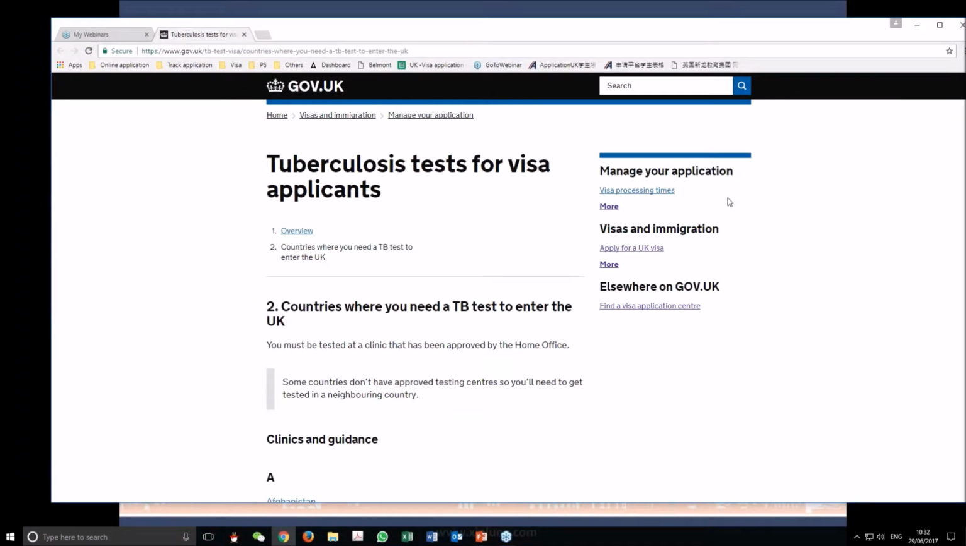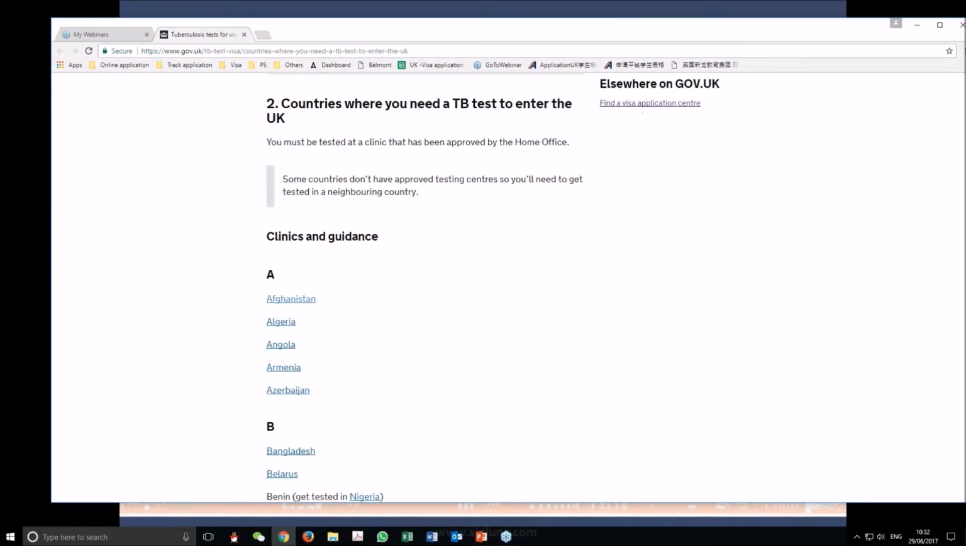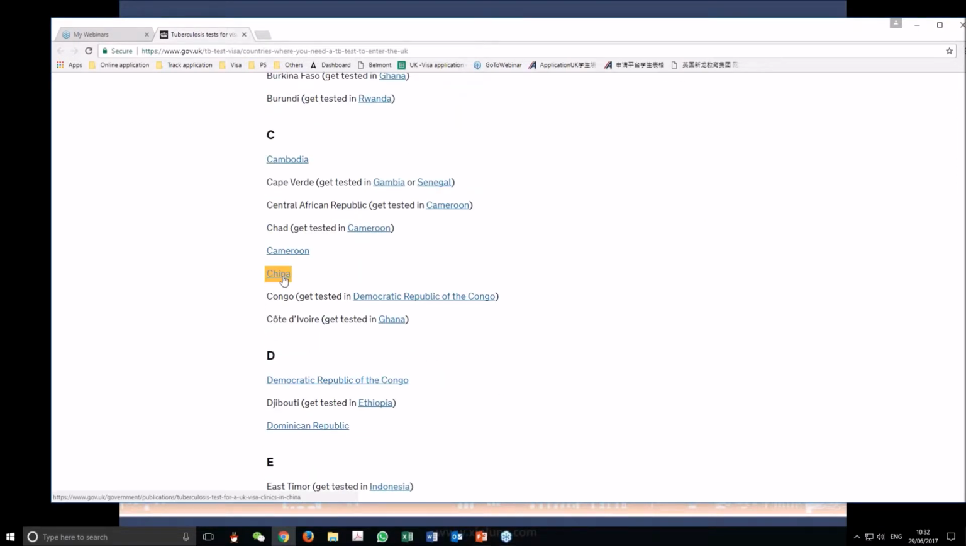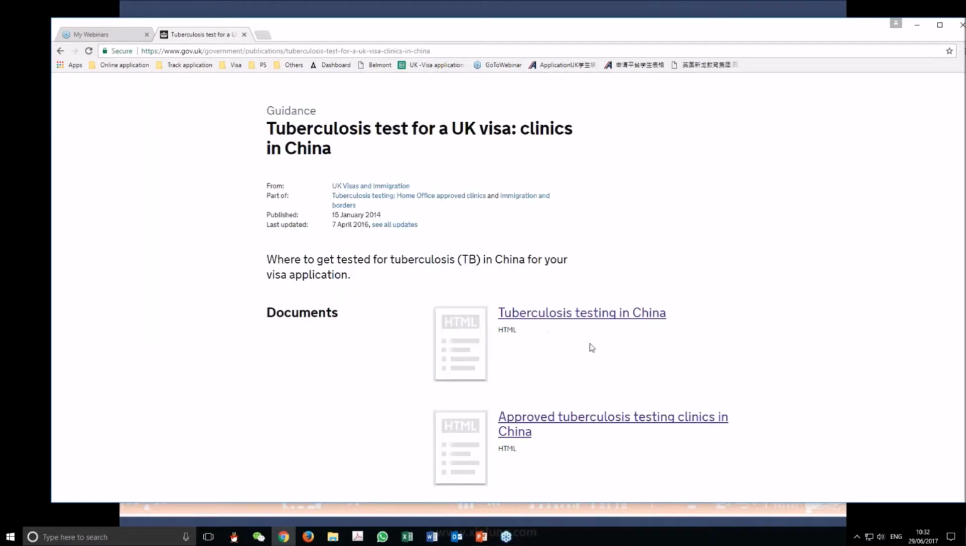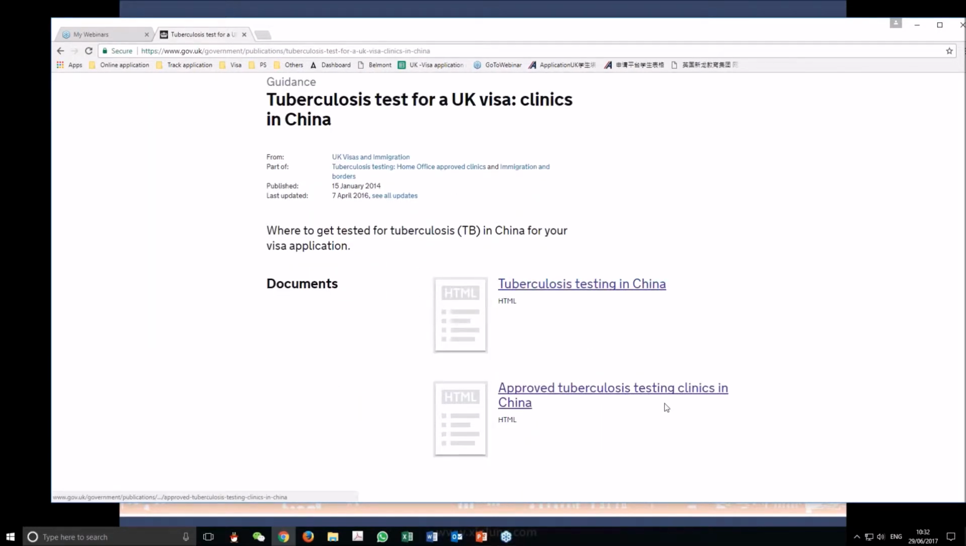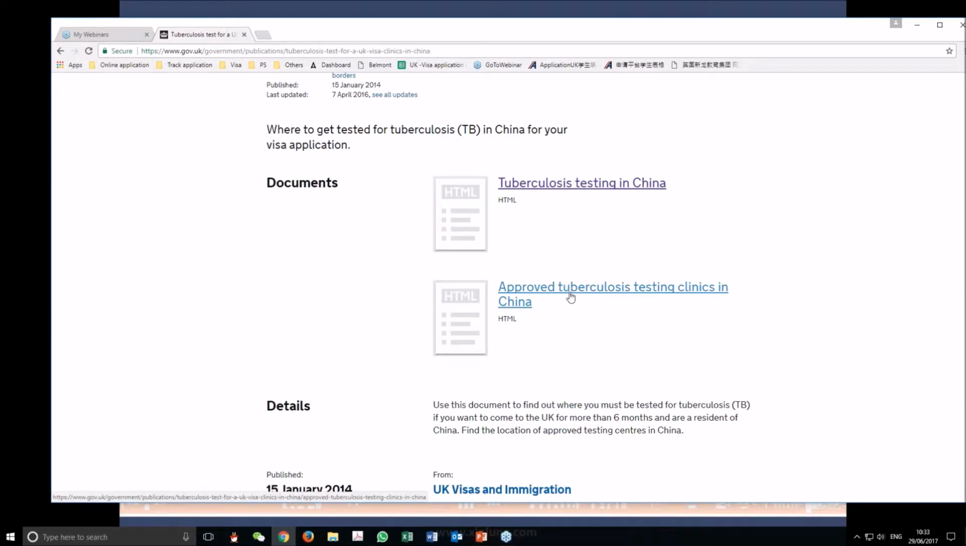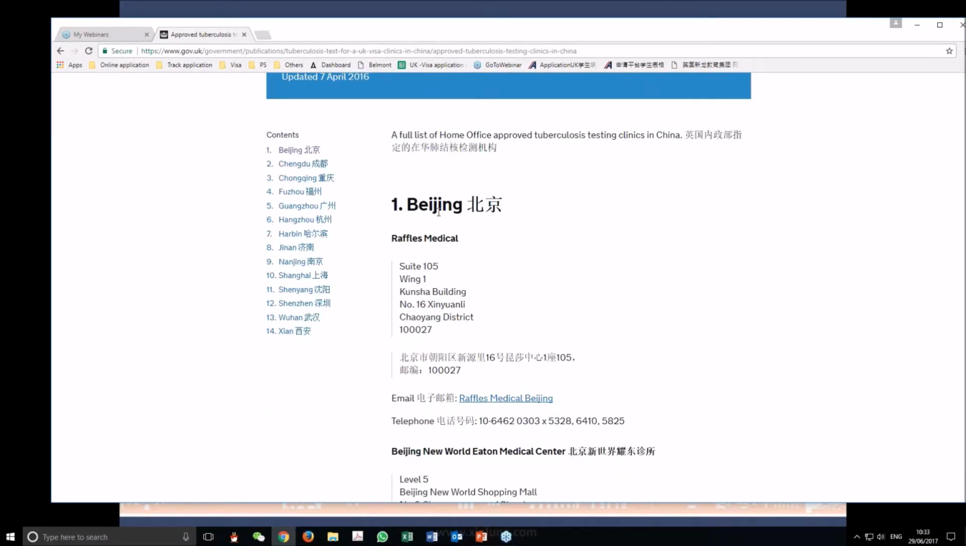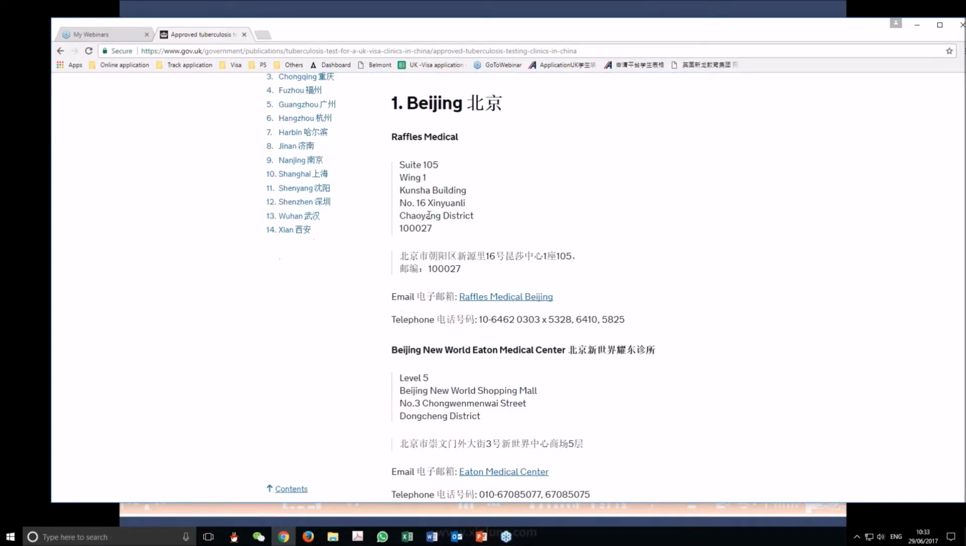So this is the Home Office website. It lists all the countries here. For example, let's take China as an example. If you go to China, you will find all the institutions approved to provide TB screening in China. Okay. So it depends on the location. If you live in Beijing, you can go to these clinics or hospitals to get TB tested.